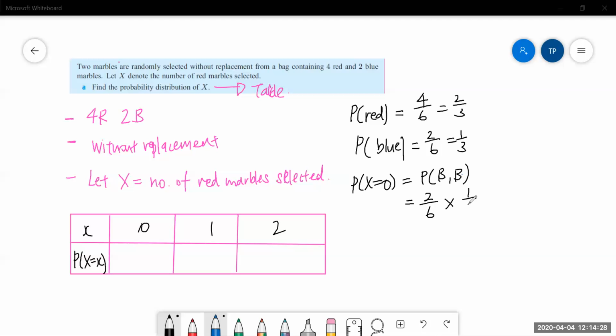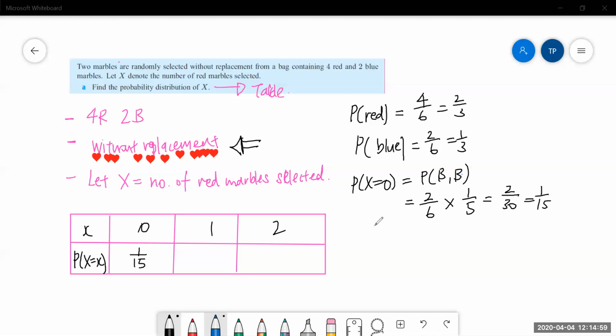5. Yes. But you don't sound confident. Why 1 over 5? Why not 1 over 6? There's no replacement, so the total number of marbles decreases with every marble you take out. Yeah, you said it right. Very good. So from here you'll be able to get your answer, which is 2 over 30, which is 1 over 15, right? So we can put this in, 1 over 15.